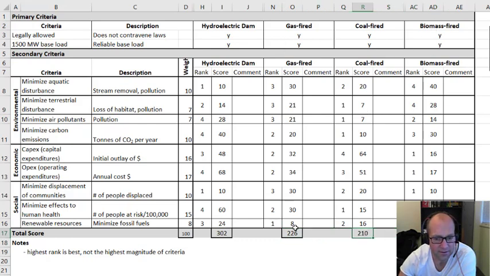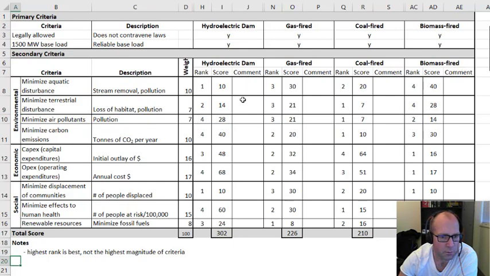Biomass and gas are essentially tied. They're within about 2% of each other in terms of total score, maybe 3%. And with the accuracy at which we're working here, that's not really a significant difference. But what we can see is hydroelectric is the clear winner. Now, a couple of other things about this.